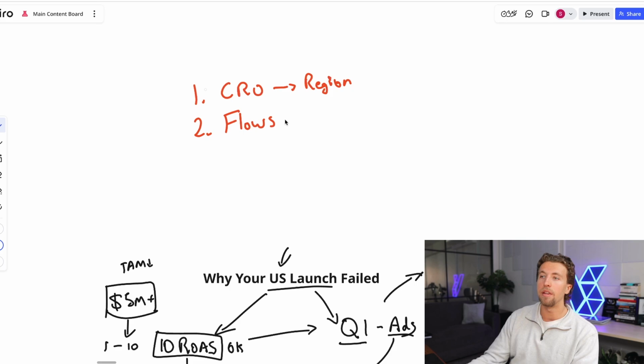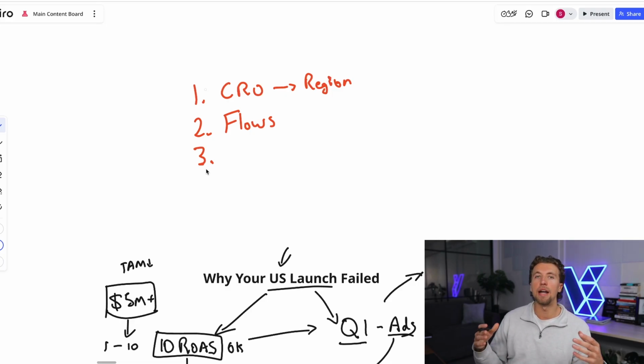Okay, it's not just one thing that allows the US launch to be successful. Everything has to be in place perfectly so that you can launch well. Number three, I've seen this as well. It's not as common because it sounds very counterintuitive, but it does happen, which is that the products that you go and push into a new region launch isn't your entire product portfolio.